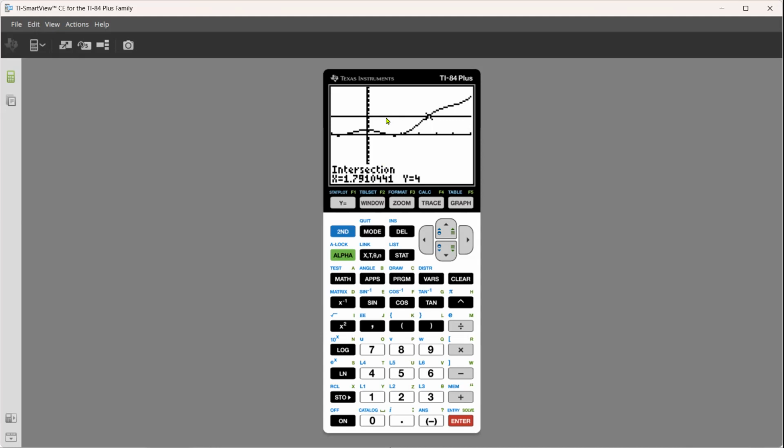Very cool. Oh, I love learning how to use a calculator. Your calculator is your friend, until they give you a no calculator portion.